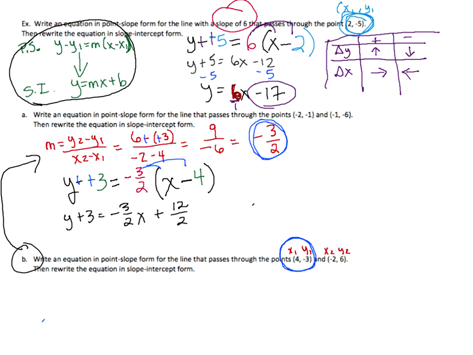Negative 3/2 times x is negative 3/2 x. Then when I multiply negative 3/2 by negative 4, that's really a negative 4 over 1. And when you multiply fractions, you multiply straight across. So negative 3 times negative 4 is positive 12. And then 2 times 1 is 2. But actually, I can simplify that even further.